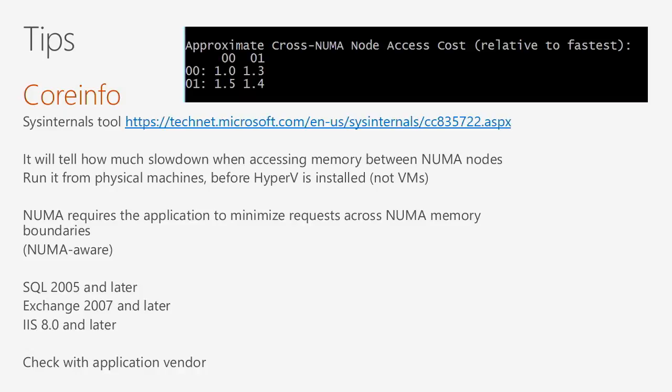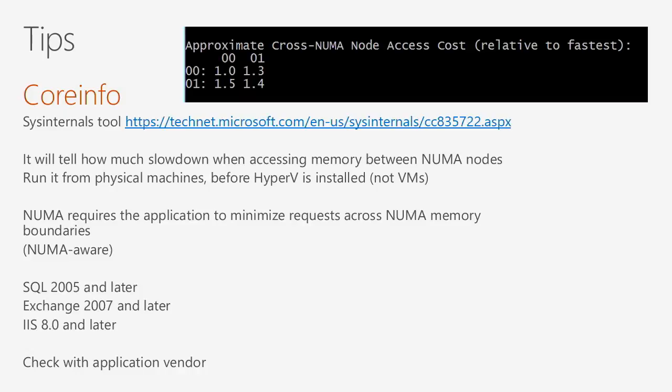By right, if I'm on CPU 1 and trying to access memory on CPU 1, I should not get 1.4, I should get 1.0 also, because it should be exactly the same speed for me. Then what you're looking for is the other two, 01 to 00 and 00 to 01. That one is the slowness that you're looking for. In this particular machine, for example, it's 50% slower when it has to access memory out of its boundary, or 30% slower depending on which one. And that causes performance issues.